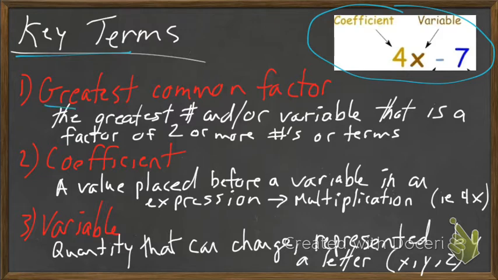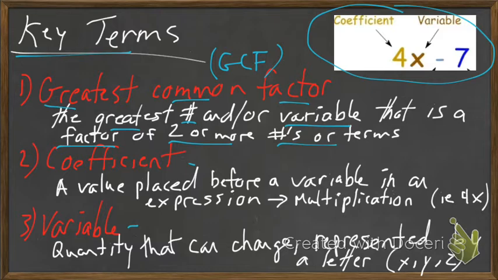So, greatest common factor, also known as GCF for short. The greatest number and or variable that is a factor of 2 or more numbers or terms. If that didn't make sense, if one of those terms was kind of new to you, I'm going to define the two terms here, coefficient and variable, but if this doesn't make sense now, it'll make sense by the end of the video.